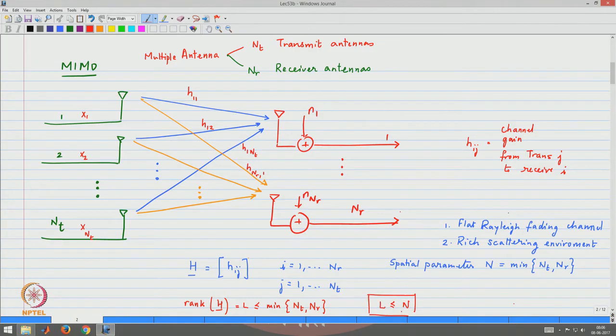And we would like to consider the special case where we have full rank. Full rank means the matrix H is full rank, and this implies that the rank is equal to the minimum of the number of transmit antennas or receive antennas. Again, it is a useful parameter that will come up in today's discussion.